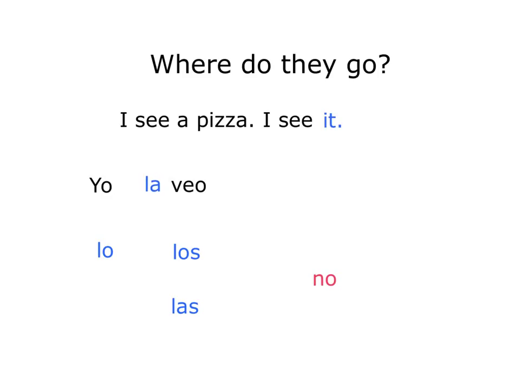If you want to say that you don't see the pizza, then you put that in front. Yo no la veo. And remember that in Spanish, the subject pronoun is optional. So if you want, we can take out the yo and just say no la veo. Or if it's an affirmative sentence, just la veo, and put a period at the end, a capital letter at the beginning, and you're done.